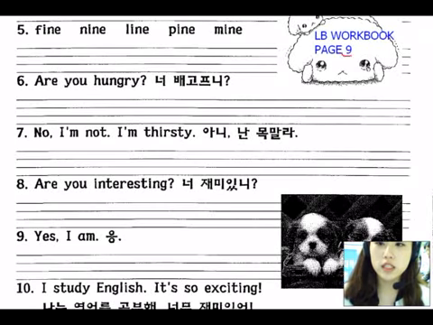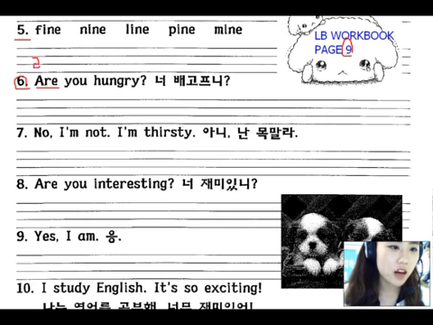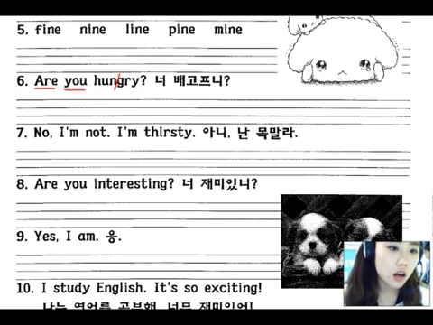LB 워크북 페이지 9입니다. 자, number 5는 했었고, and number 6, look at this. R, 자, AR. R. 여기서 이는 소리가 안 나요. R, U, hun. 근데 G가 있으니까 hung. hung. 이응으로 옵니다. hung, 그, ree. Are you hungry? Okay, one more time. Are you hung, 그, ree.